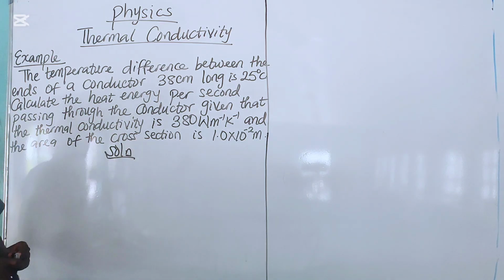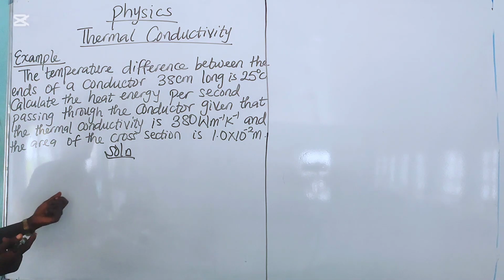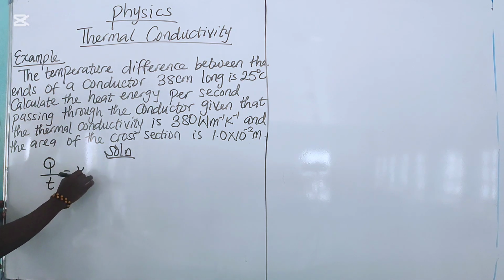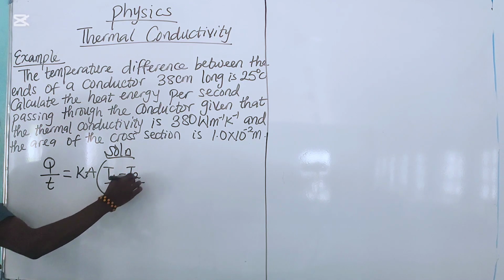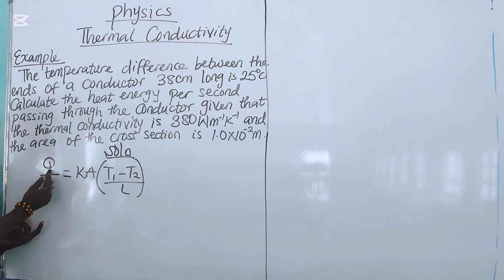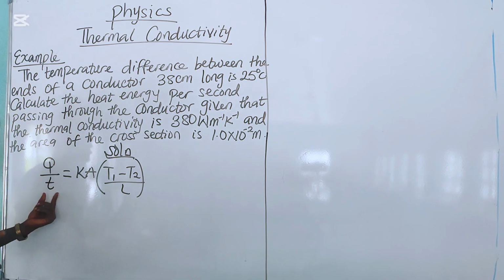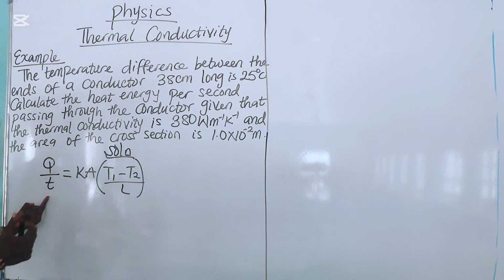So solution. Now, let's write down the equation for the thermal conductivity of a material. From the equation of thermal conductivity, we have Q over T equals KA into T1 minus T2 over L. So Q here stands for the quantity of heat that is being transferred from one body to another. And T here stands for the time taken for that heat to be transferred. So the whole quantity, Q over T, stands for the time rate of heat that is being transferred.